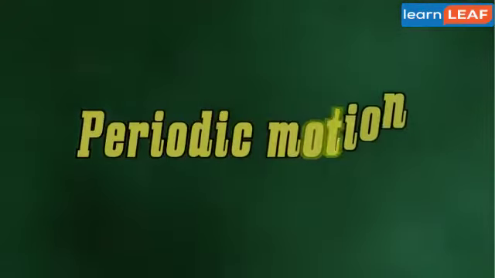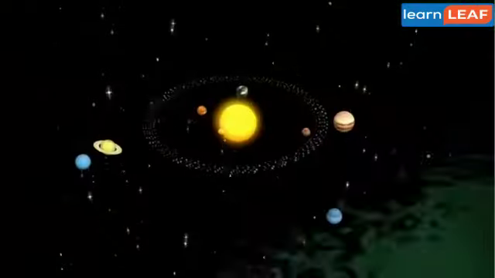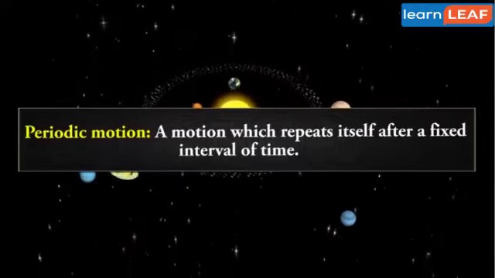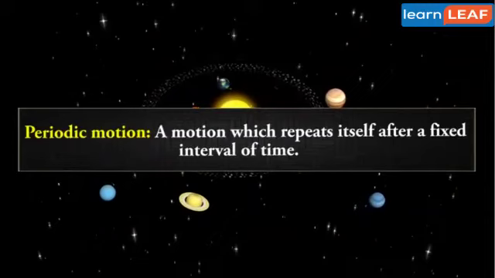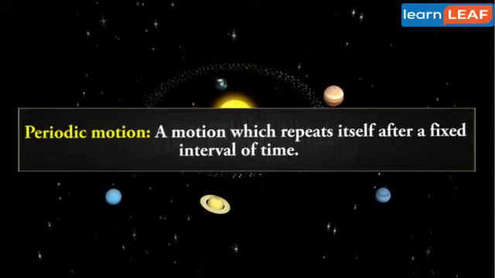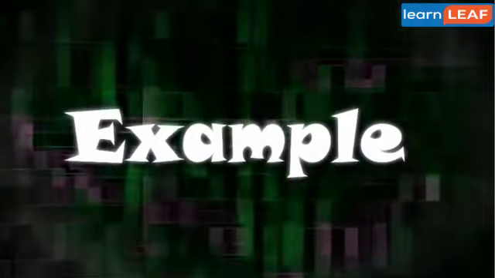Periodic motion. A motion which repeats itself after a fixed interval of time. Let us take some examples of periodic motion.